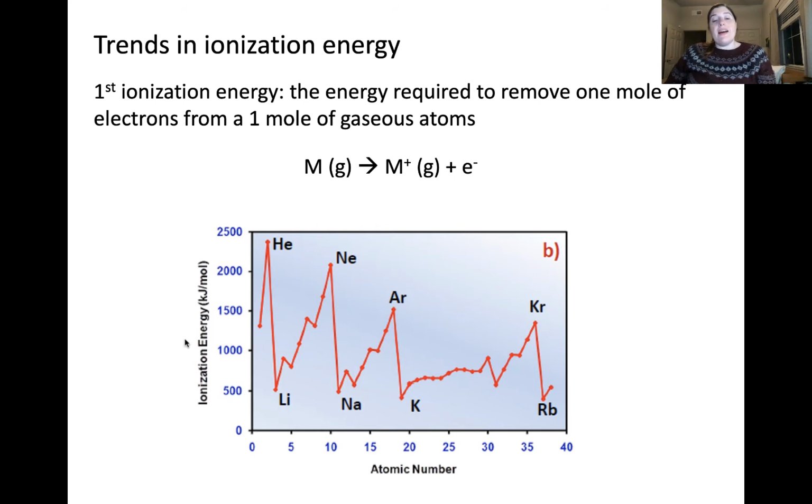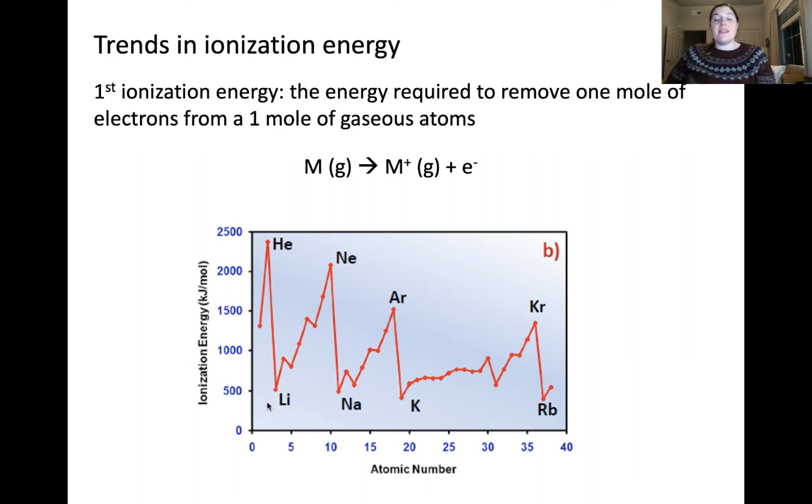We're looking at a plot here of the first ionization energy as a function of atomic number. You'll notice helium, neon, argon, and krypton are present for these spikes in the first ionization energy. This means that noble gases generally have high first ionization energies, meaning it takes a substantial quantity of energy to remove 1 electron from a mole of gaseous atoms.